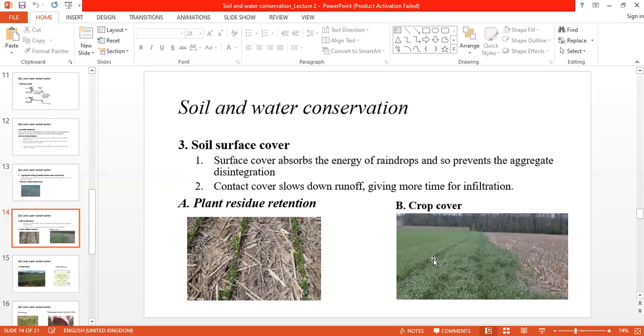Also there are times where you are growing, for example, a tree crop. In the spaces where there are no trees, you simply put your grass or any other crop that is going to cover the soil.